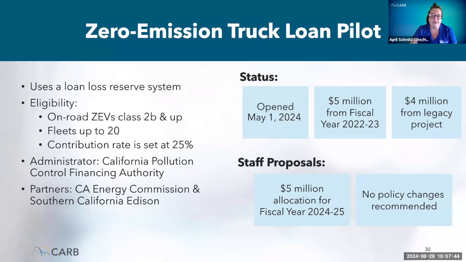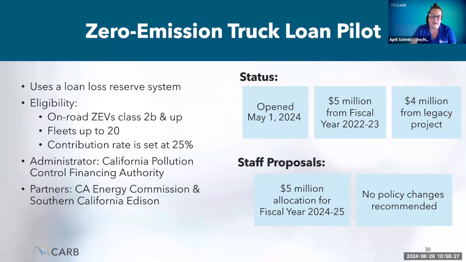This program is open to small fleets of 20 vehicles or less. It includes all Class 2B and greater new or used on-road zero-emission vehicles with a gross vehicle weight rating over 8,500 pounds. To apply to the program, an individual small fleet should contact a participating lender. The lender submits the required paperwork directly to the administrator. With these funds available, lenders are better equipped to lend to businesses that need a little extra assistance and typically offer more favorable terms than businesses would otherwise qualify for.